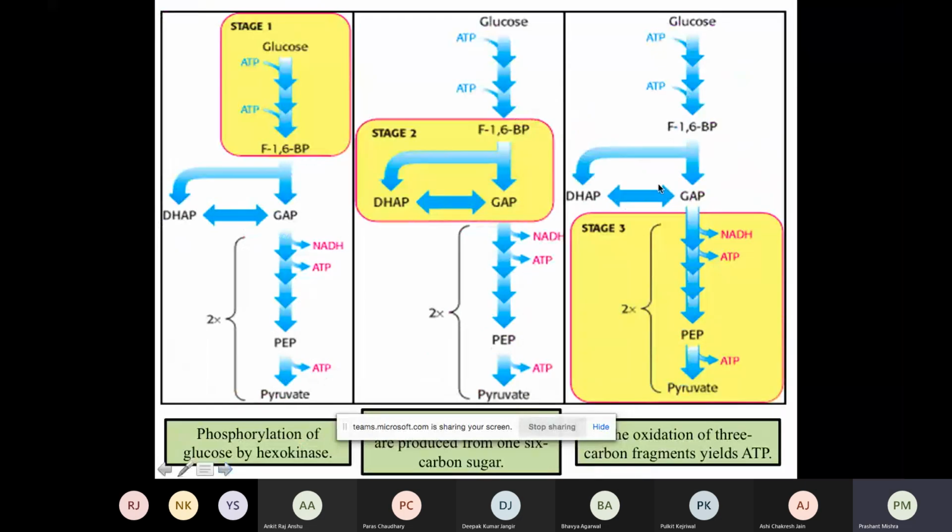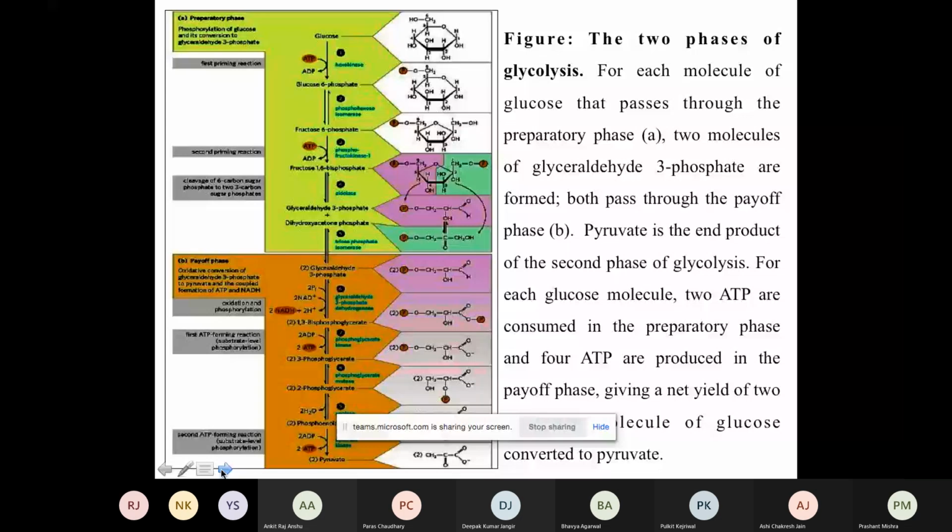I have also covered stage 3, and in stage 3, what you have learned is that two molecules of NADH and two molecules of ATP are formed at this stage, and two molecules of ATP at this stage. So ultimately, this is the generating process and this is the consumed process, and that's the way you say that at the end you get two molecules of ATP and two molecules of NADH. Now this is the complete reaction.